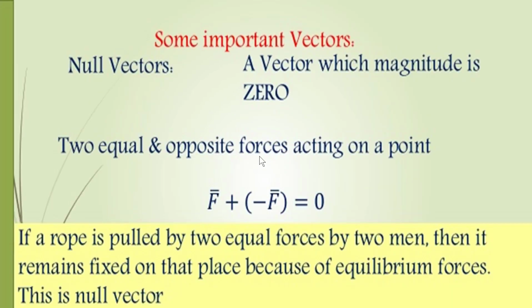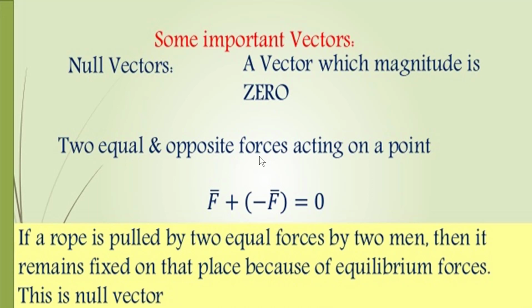Null vector: a vector whose magnitude is 0. What does it mean? Two equal and opposite forces acting on a point. Force is a vector quantity and we are adding two forces which are equal and opposite. So we say that its resultant is 0. We will not just say it is 0, we will say that it is a null vector, a vector having 0 magnitude. Another example: if a rope is pulled by two equal forces by two men, then it remains fixed in that place because of equilibrium of forces.